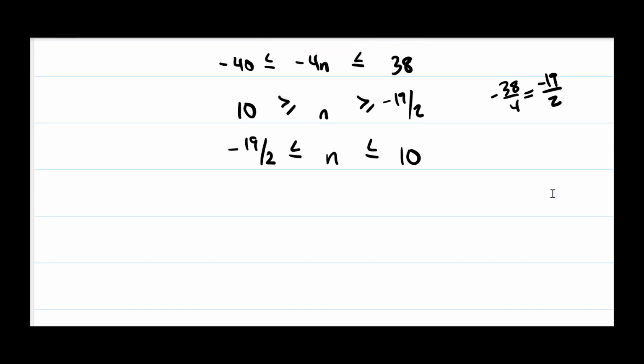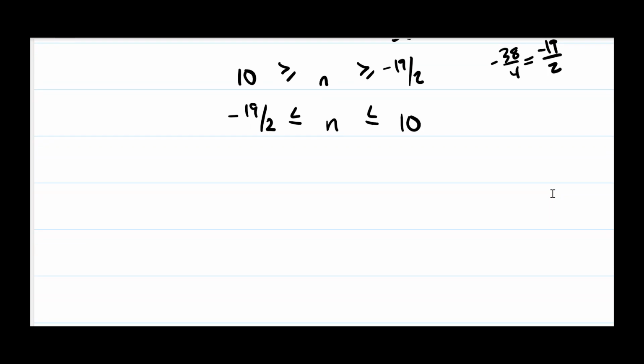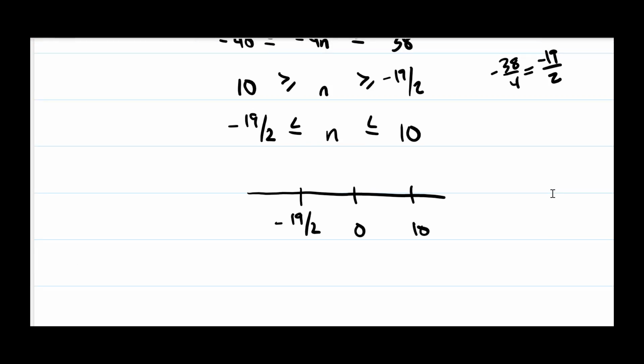Now, if it was negative 20 over 2, that'd be negative 10. However, this is a little bit bigger than negative 10. So when I go to graph this, I'm going to have 0 in the middle, I'll have 10 over here, and I'll have negative 19 over 2 on that side. There's a couple things I'm going to pay attention to. One is the inequality symbol, so I'll have a solid dot right there and a solid dot right there at 10. Now the n is in between these two, so boom, there you go. You just draw the line right there, that's it. That's all you've got to do.